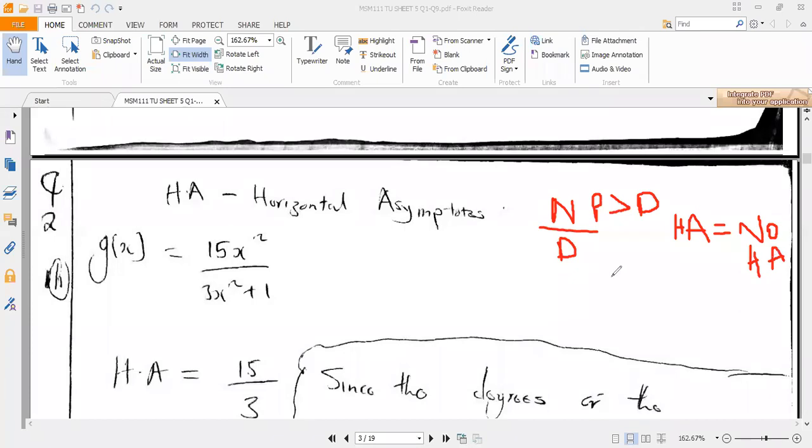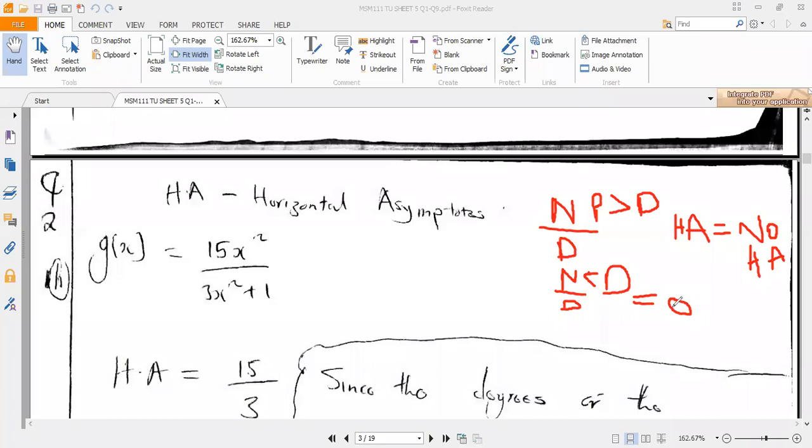No horizontal asymptote. But when the degree of your numerator is less than the degree of your denominator, that simply tells you that your horizontal asymptote will be equal to 0. When the degree of the numerator is less than the one in the denominator, the horizontal asymptote will be equal to 0.